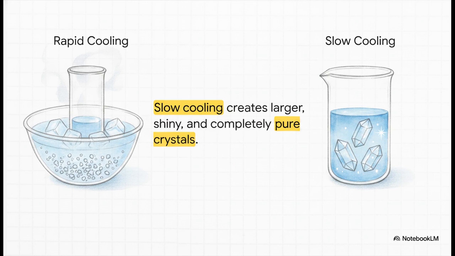If you take that hot, saturated solution and, say, plunge it straight into ice water to cool it rapidly, you're going to force the solid out way too fast. You'll just end up with tiny, poorly formed grains. But if you let it cool slowly and undisturbed at room temperature, you give the particles the time they need to come together perfectly. This slow cooling builds much larger, shiny, completely pure geometric shapes. It's basically nature's very own purification system.